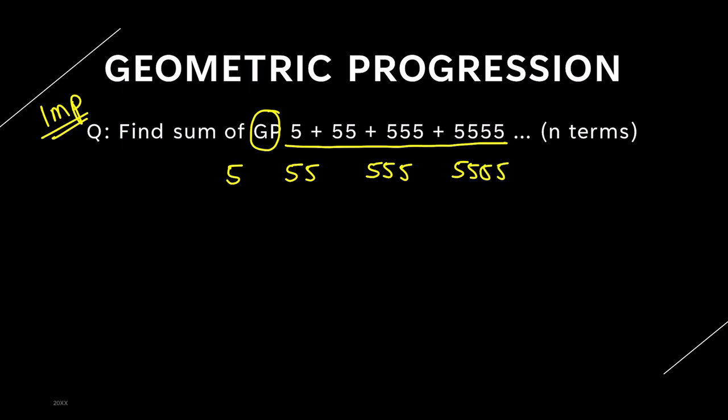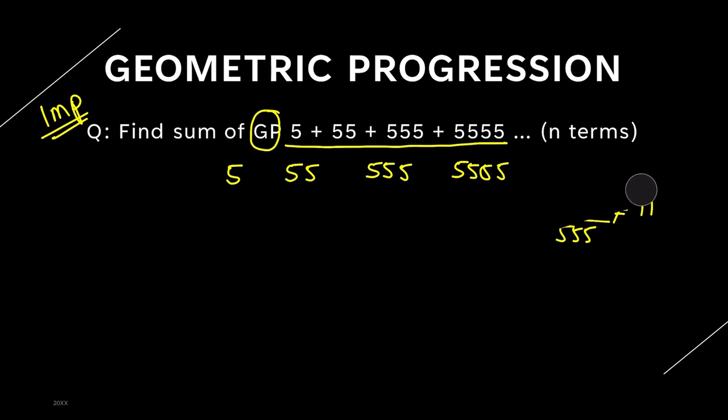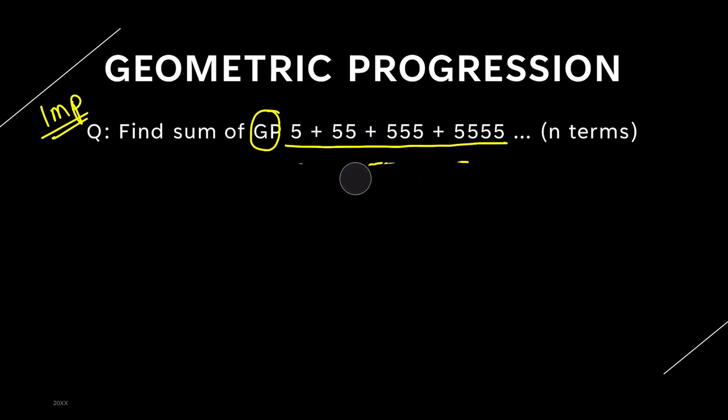Is this a GP? How can we see? 55 by 5, I know, is 11. But 555 by 55 is not equal to 11. 5555 divided by 555 is again not 11. So first thing, this is not a geometric progression series, so we cannot directly use the formula for GP. And this is a mistake. They could have simply asked you to find the sum of this series and should not have mentioned the GP.